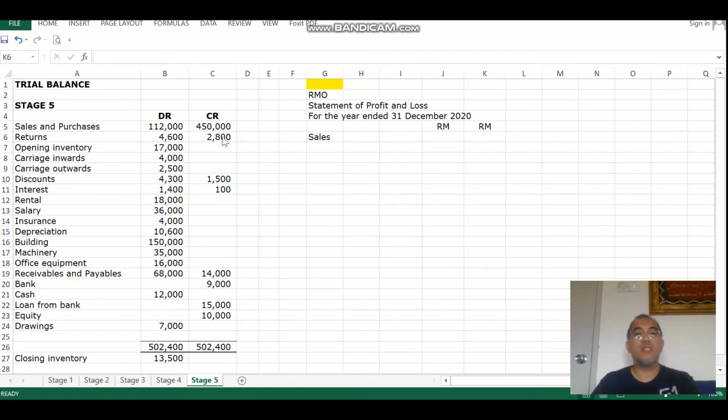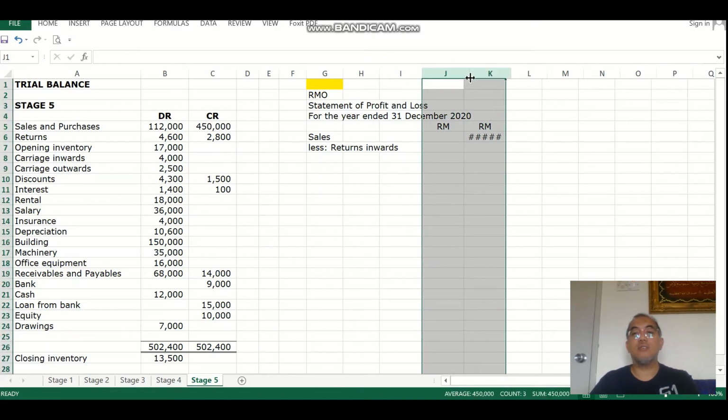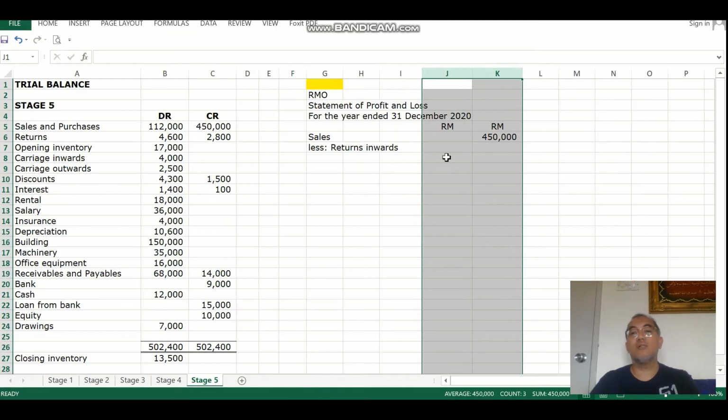Okay, our sales is 450,000, and of course we need to minus our sales return, or returns inwards. Our return inward, why is that? Is like that? I think it's too small.